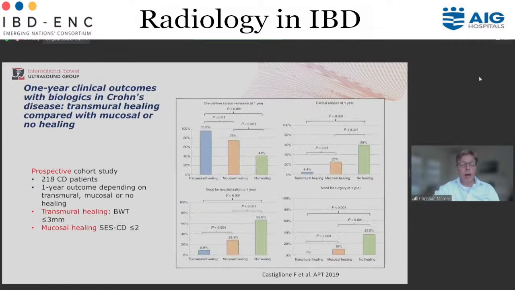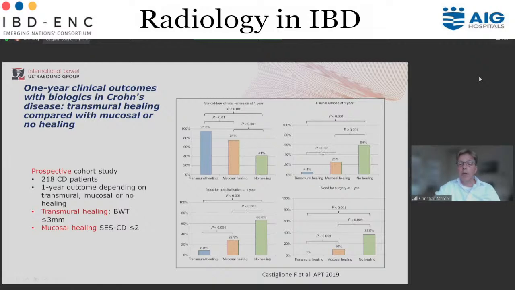Another, a bit larger trial, a prospective cohort study, again from Italy, 218 Crohn's disease patients, 1 year outcome depending on transmural, mucosal, or no healing. Transmural healing was defined as bowel thickness of 3 millimeters or less, mucosal healing as an SES-CD of 2 or less. And if we look at the different parameters here, steroid-free clinical remission at 1 year, those patients who had transmural healing at baseline, 95.6% were in steroid-free remission after 1 year, 75% with mucosal healing.